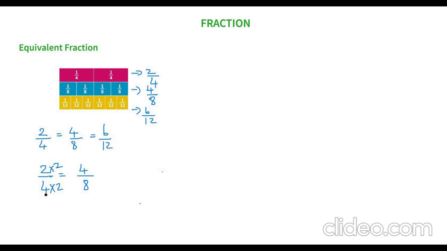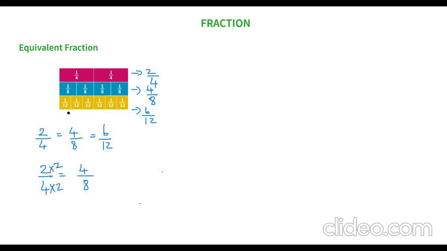So whatever you are going to multiply or divide the denominator, the same thing has to be done with the numerator. So both have to be given the same numbers. If you are multiplying the denominator by 2, you are going to multiply the numerator also by 2. And then if this rule satisfied, then it is an equivalent fraction.